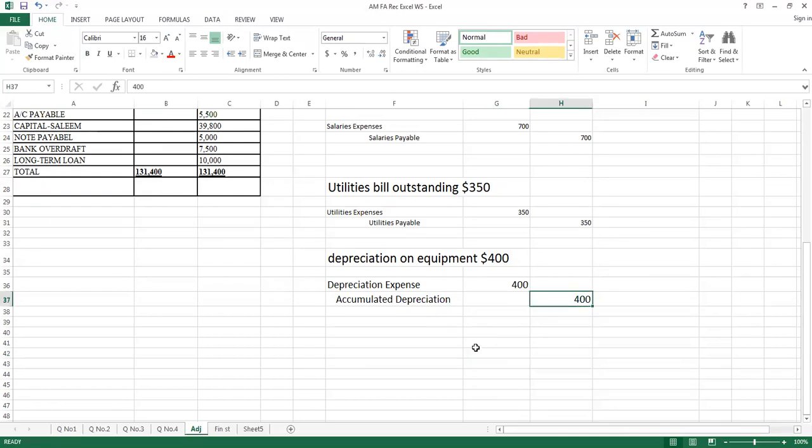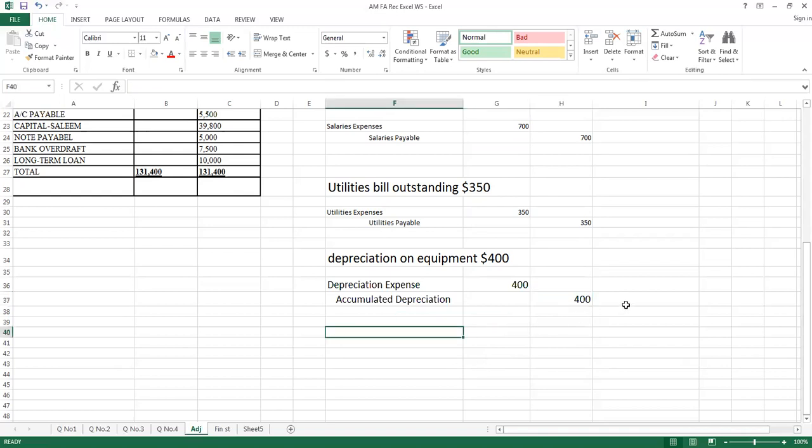So whenever the question gives you any information related to depreciation and you are interested in passing an adjusting entry, you can recall in your mind that we have to report it as an expense. But since we are not paying for this expense, we are not recording it by depreciation expense and cash. We recorded it by depreciation expense and credited accumulated depreciation.